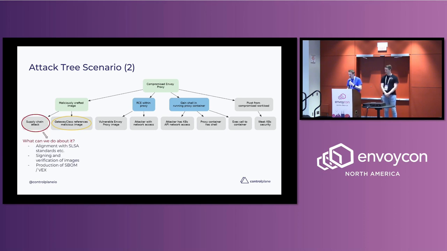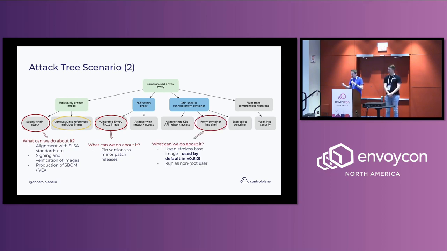So supply chain attack, the Envoy Gateway project can help us here by doing things like aligning with SLSA standards, signing images so that people can verify that they're running trusted images, and production of SBOM and VEX can help with vulnerability triage processes. Vulnerabilities in Envoy proxy images themselves: we, of course, don't have to use that customized Envoy proxy resource for evil. We can do it for good. So we can pin versions to minor patch releases, again, to help that triage process and to make sure that we're mitigating any identified vulnerabilities.